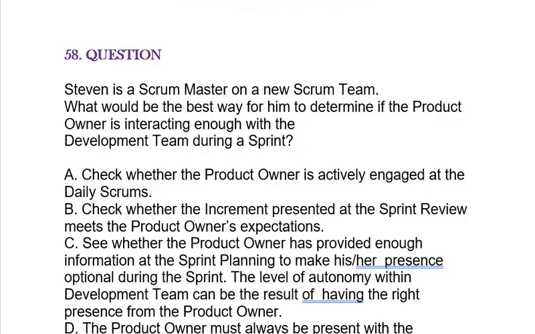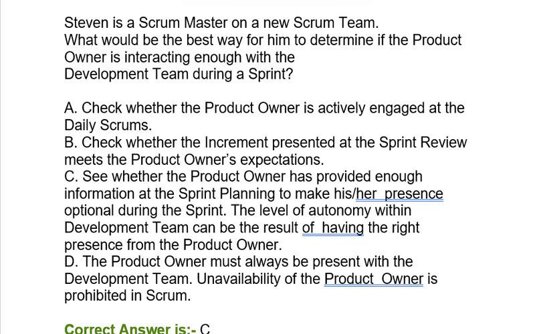Question is, Steven is a Scrum Master on a new Scrum team. What would be the best way for him to determine if the product owner is interacting enough with the development team during a sprint? Option A, check whether the product owner is actively engaged at the daily Scrum. Option B, check whether the increment presented at the sprint review meets the product owner's expectations.